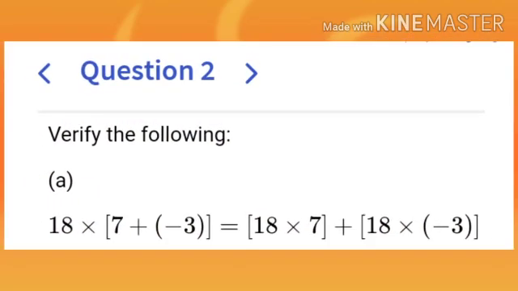Here is a second problem. In this problem, verify the following: 18 into 7 plus of minus 3, which is equal to 18 into 7 plus 18 into minus 3. Clear? Therefore, which property is used here? From this question, we can understand there are three integers, 18, 7 and minus 3. So which operation is used? Distributive property of multiplication over addition.